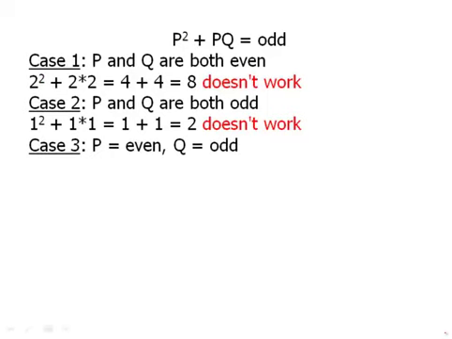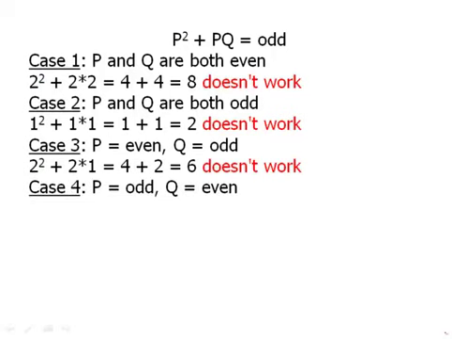Case 3. P is even and q is odd. So now we're going to plug in p equals 2 and q equals 1. And here we're going to have 4 plus 2 is 6. That doesn't work. That's even. So then the final case, we're wondering now, is it possible for this to be odd? We'll try p is odd and q is even. Now we plug in p equals 1 and q equals 2. And here we get 1 plus 2 is 3. That definitely is an odd number. That works. And that's the only case among the 4 that works.